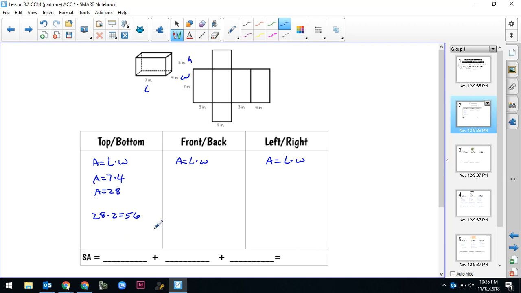Okay, this is what I want your work to look like. Formula, substitution, answer, and then show me that you're going to multiply it by 2. We don't have to put in labels yet because we haven't finished our problem.